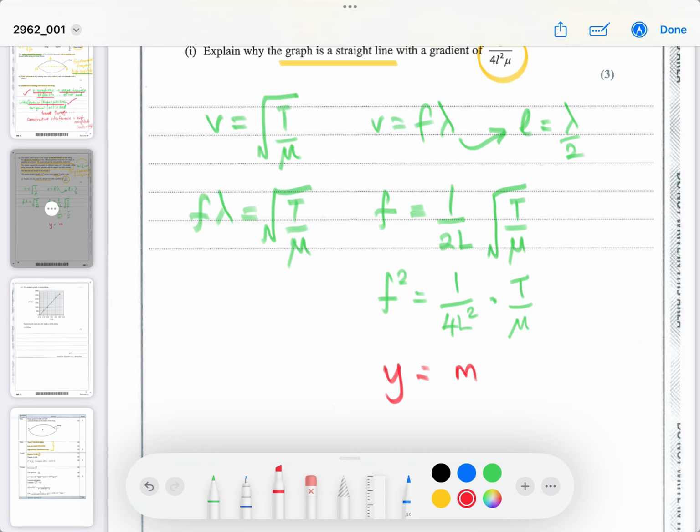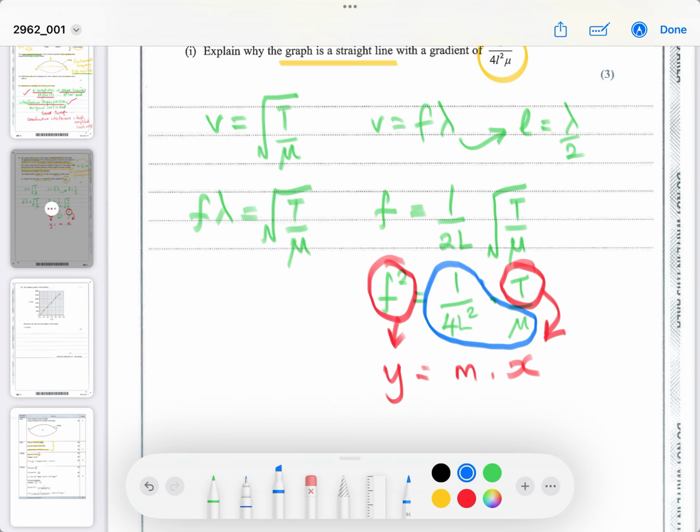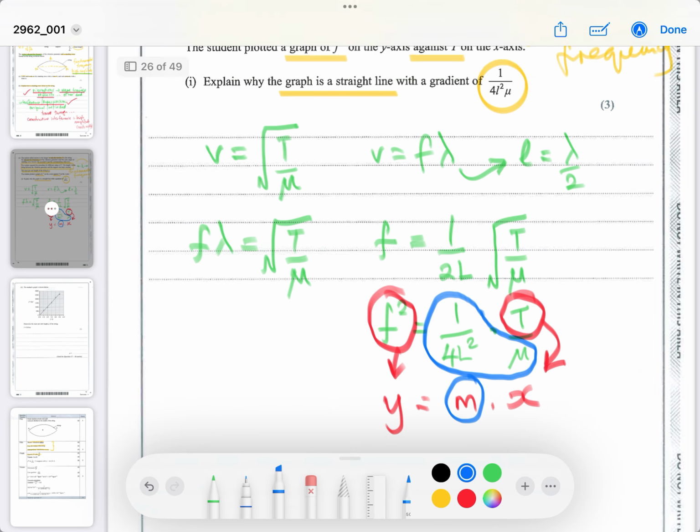Now you can see, if you put y equals m, everything in front of what you put on the x-axis. If you put on the x-axis T and you put F squared on y, then what's left in front of the x value will be the gradient. And that shows that you know how to analyze straight line equations, whatever you get.